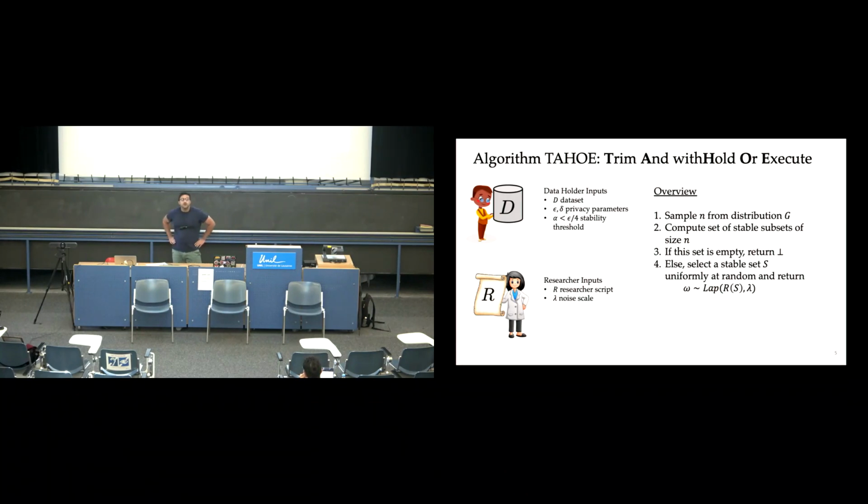Whereas the researcher, all she has to give us is a researcher script R and a noise scale for the type of noise she'd like to see at the end, which can be computed based off her tolerance for error. And at a high level, our algorithm functions as follows. All we're going to do is sample the size of the stable subsets we want to consider from a distribution G.